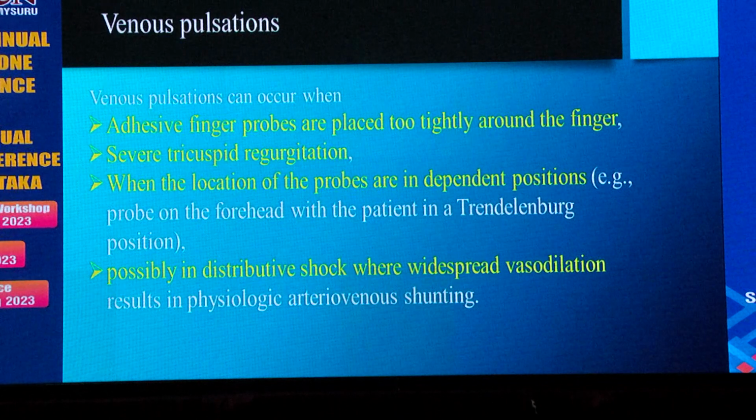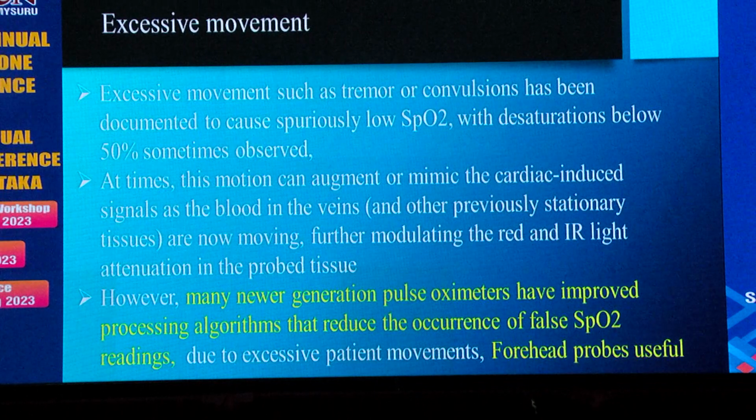And possibly in a distributive shock, like septic shock, there may be a chance of venous shunting and venous pulsation may occur. So this leads to a lower pulse oximetry, lower level of SpO2. You can identify this based on the history. How to troubleshoot? You change the probe position. If the plaster is put around the finger, you change it. So simple maneuvers will change most of the things.